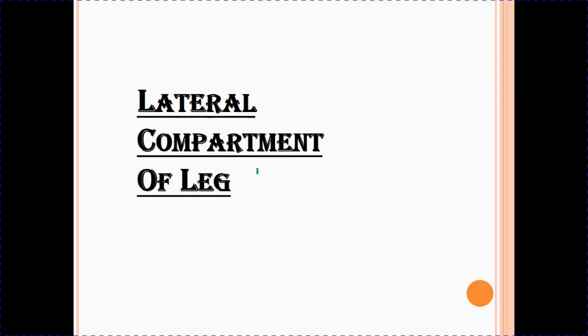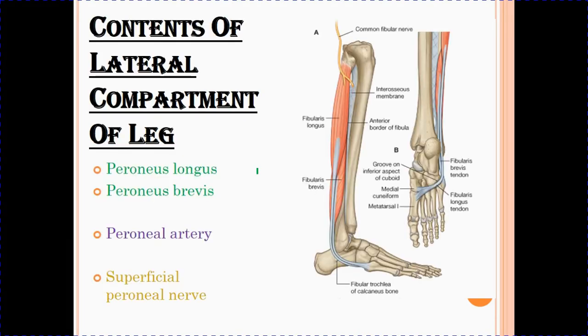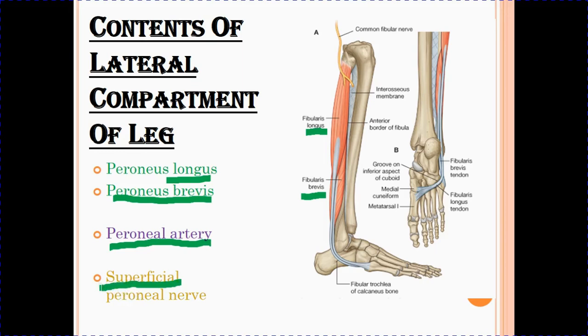Lateral compartment of the leg. Chalo, second compartment. It is a very simple and very small compartment. The lateral compartment of the leg contains two muscles, peroneus longus and peroneus brevis muscle. The word peroneus is interchanged with fibularis also, so you can say fibularis longus muscle and fibularis brevis muscle. The artery of this compartment is the peroneal artery and the nerve is the superficial peroneal nerve.